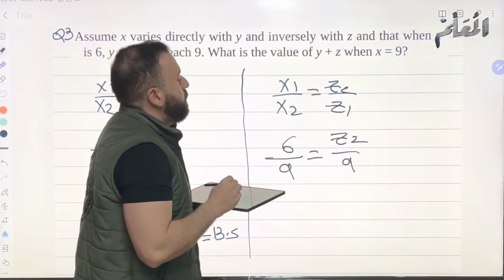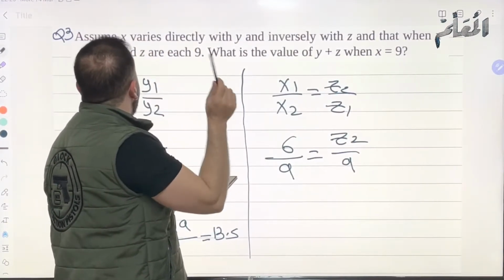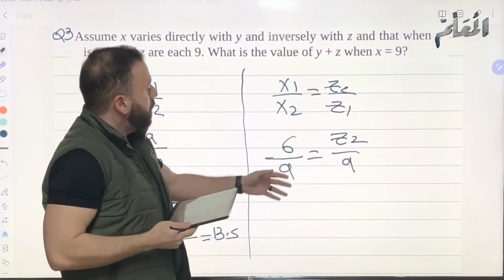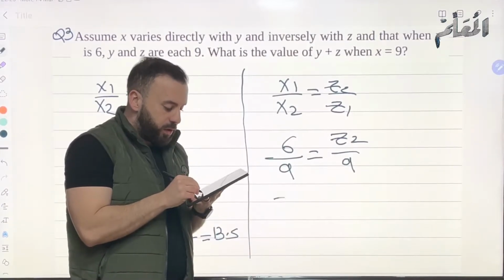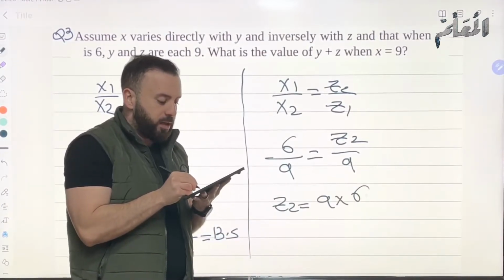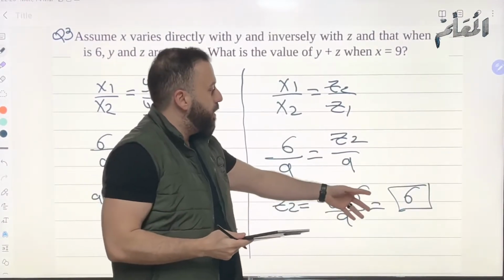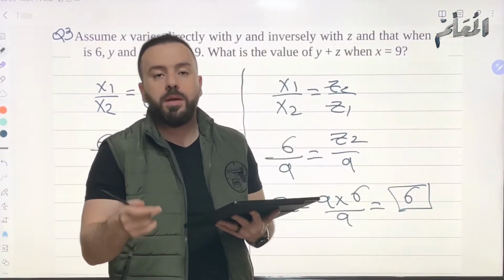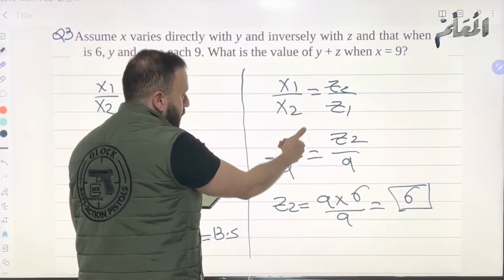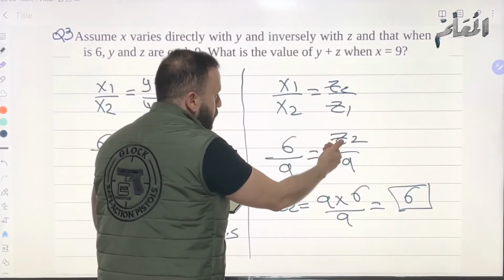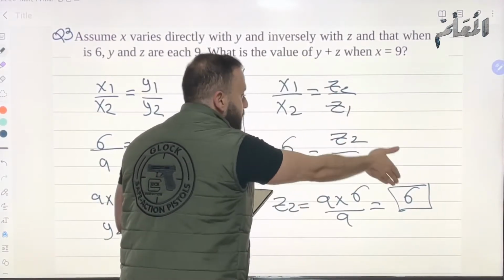Already 9, yes, okay. Or it was, yes, it is 9 as we see there. Okay, so if I want to get z2, it's 9 times 6 over 9. So z2 is 9 times 6 over 9, and that's equal to how much, guys? 6. You can see that it's an inverse relation between z and x. If 6 becomes 9, then of course, when z1 is 9, z2 is going to be 6.